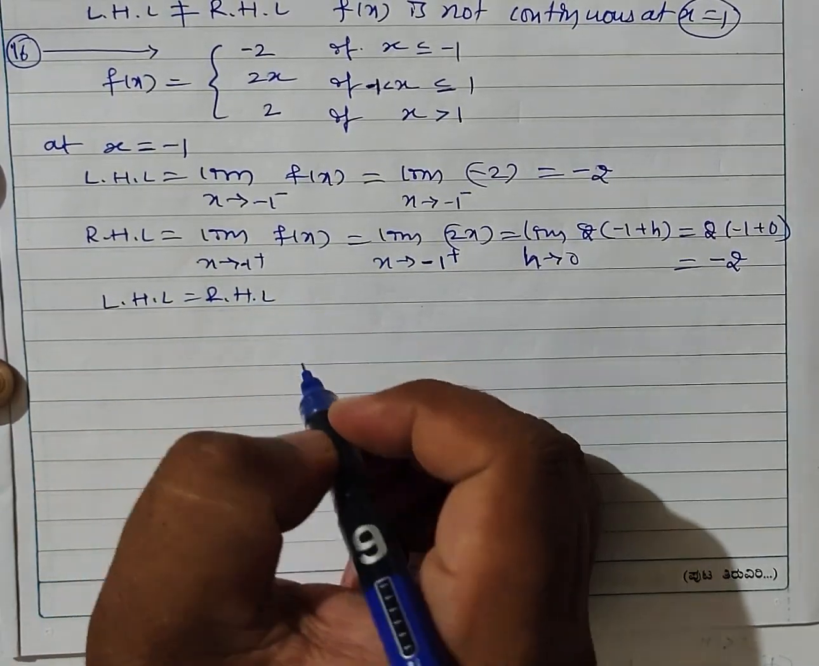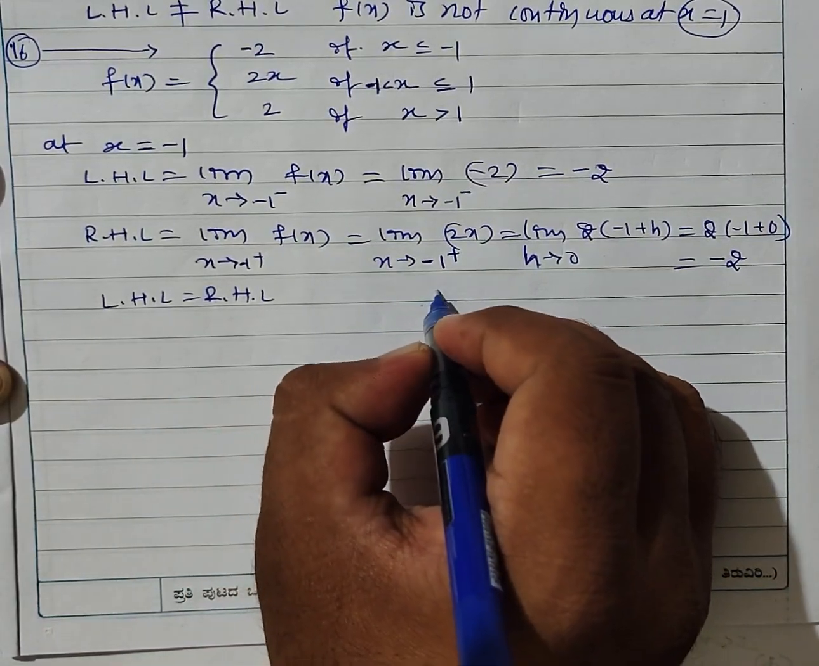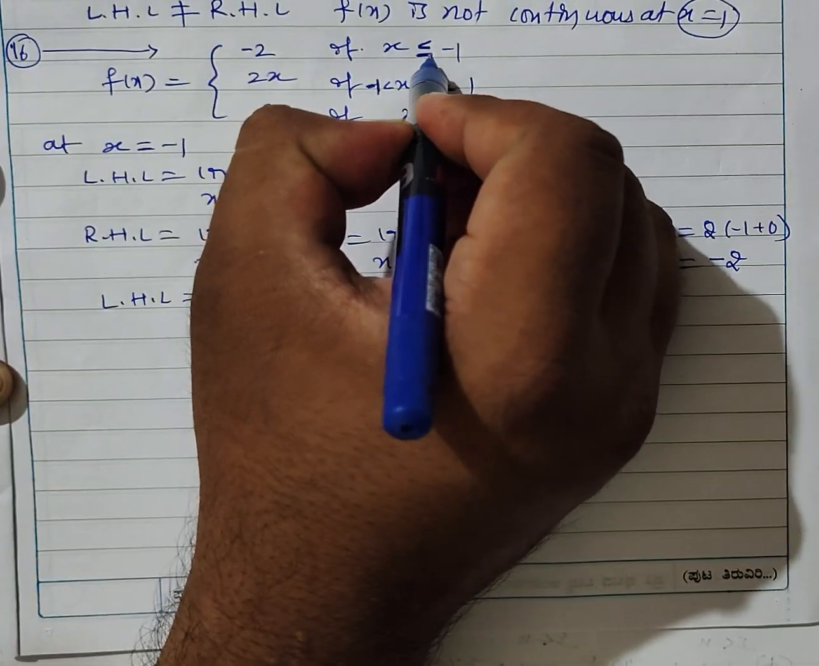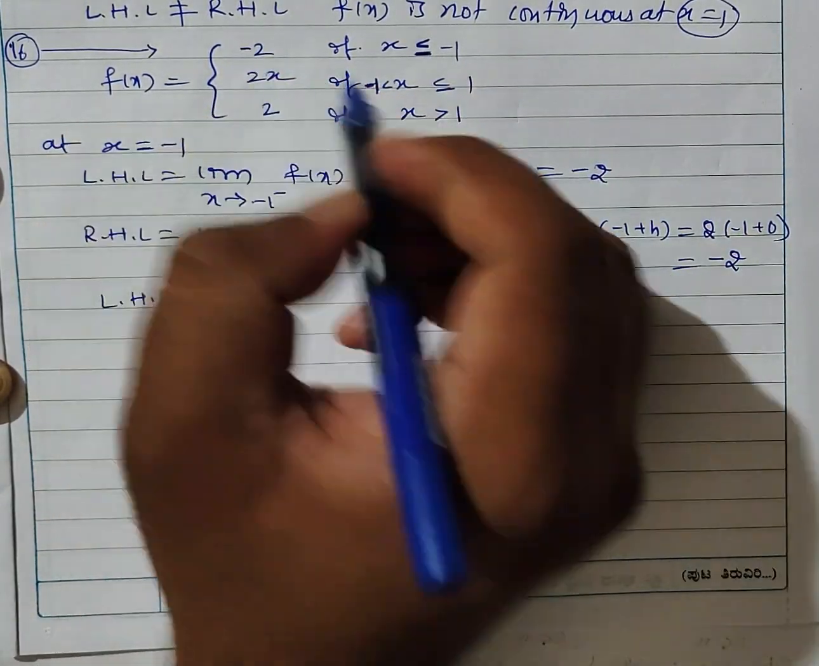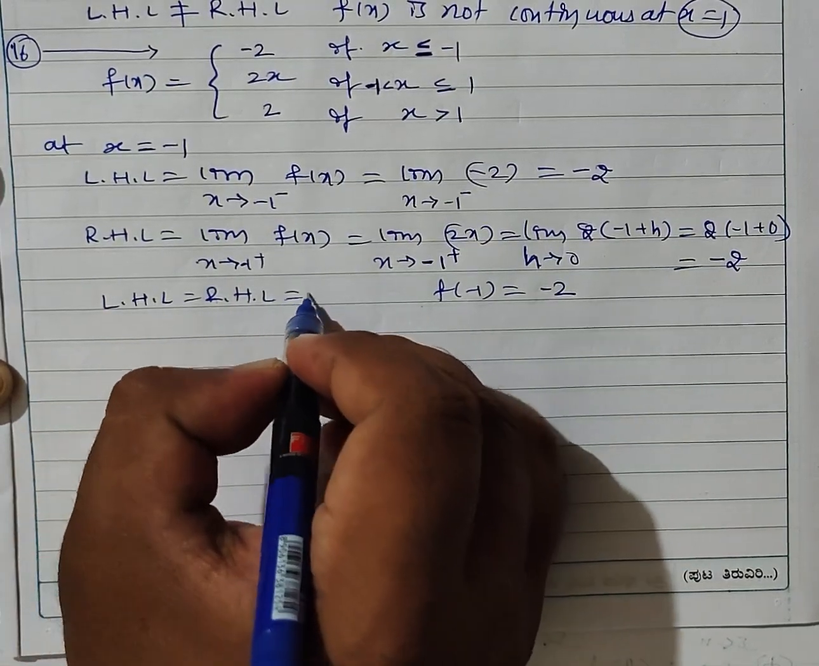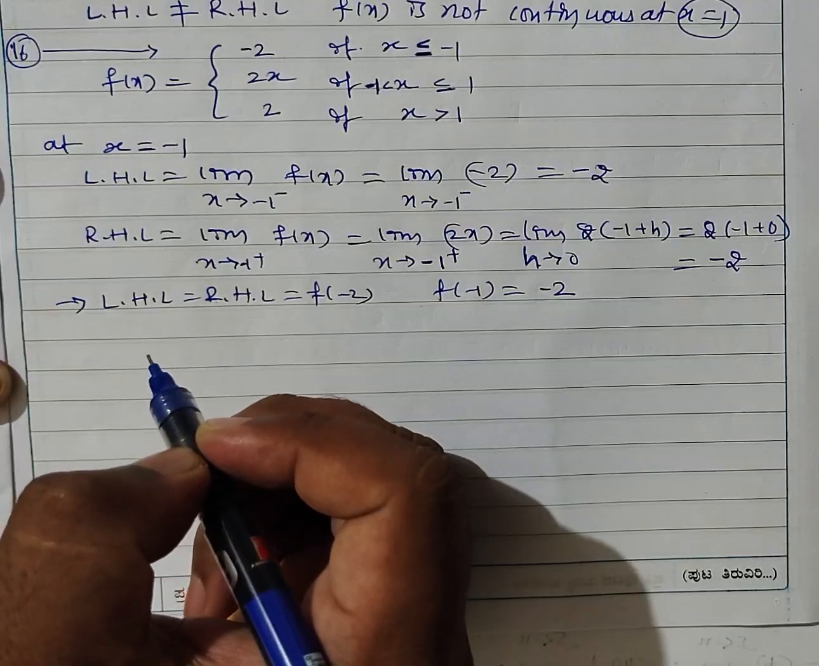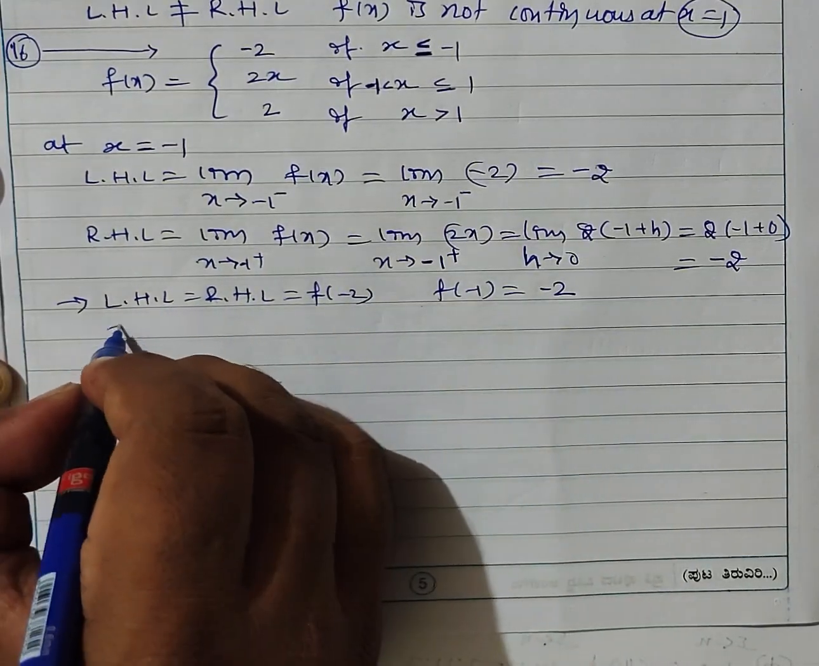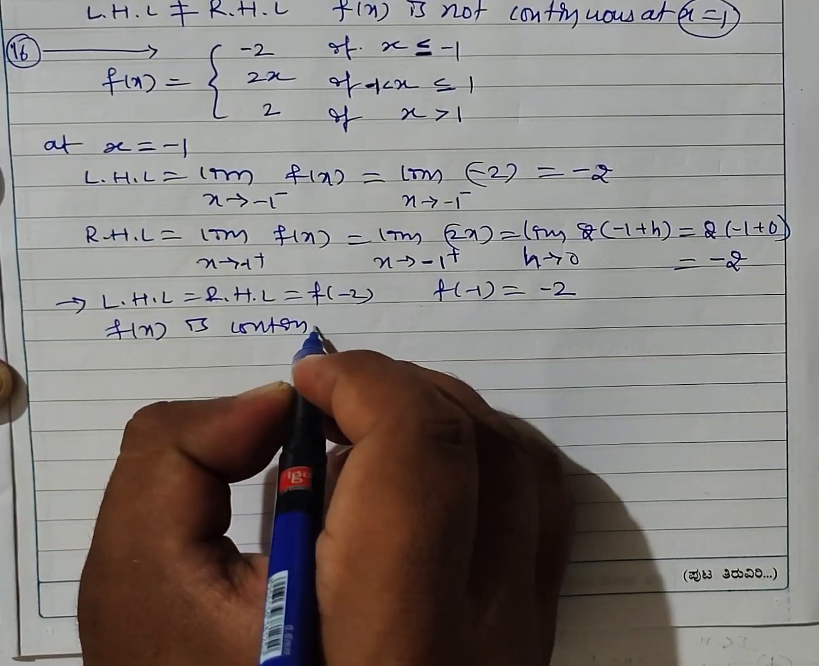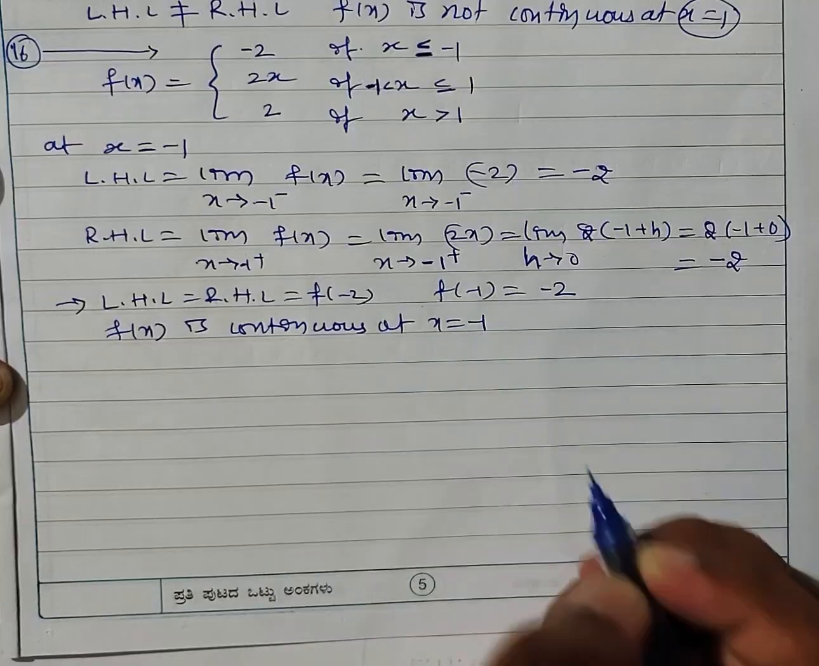What about f of -1? f of -1 is equal to... Look, here there is a less than or equal to. When we substitute f of -1, what happens? It should be -2. So left hand limit is equal to right hand limit is equal to f of -1. Okay, so the left hand limit and right hand limit are equal, and f of -1 is also equal to them. So f of x is continuous at x is equal to -1.